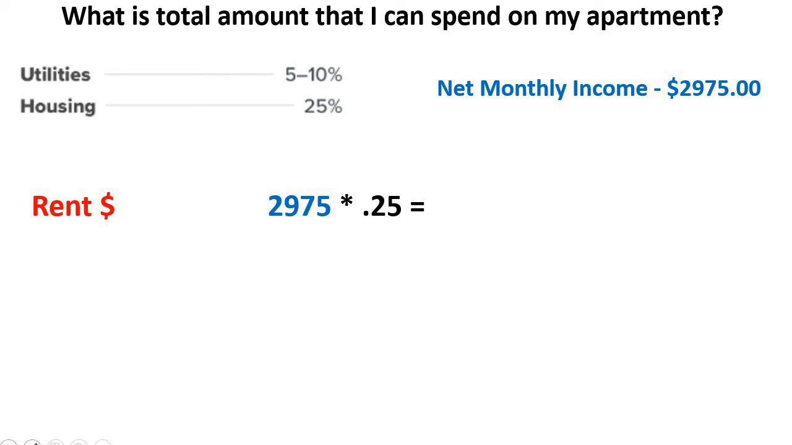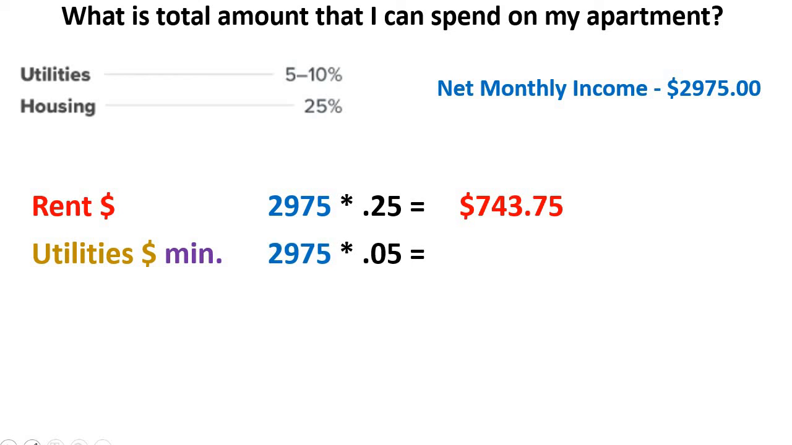Excellent, 2,975 times 0.25. So my dollar amount for rent is excellent, $743.75. Now we're going to do the minimum amount for utilities. The math problem for that is what? Perfect, 2,975 times 0.05. You guys are getting this. So what's the dollar amount for the minimum for utilities? Perfect, $148.75.